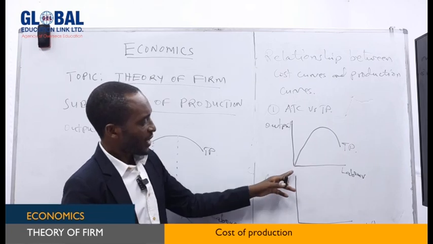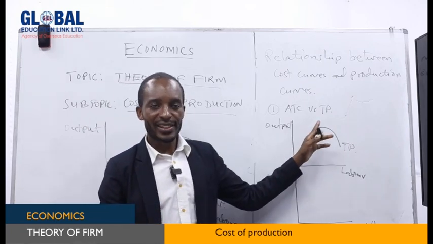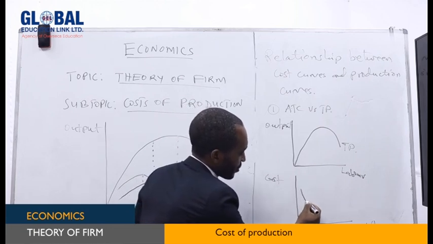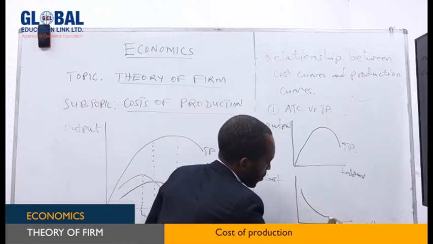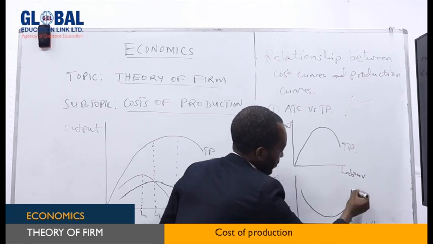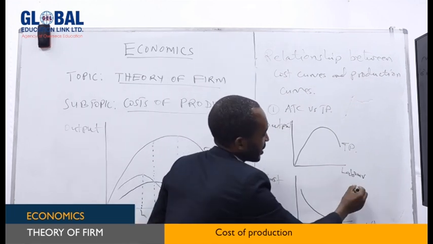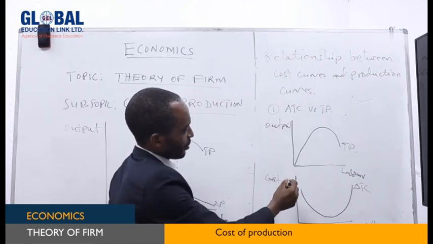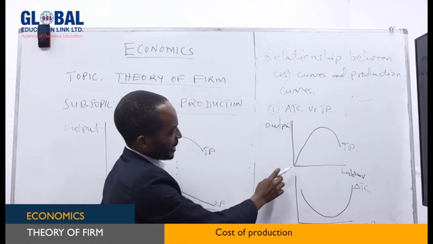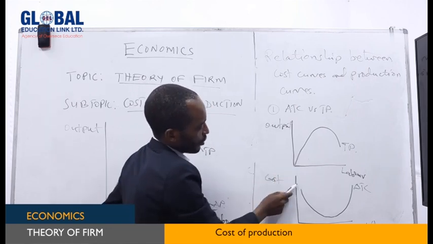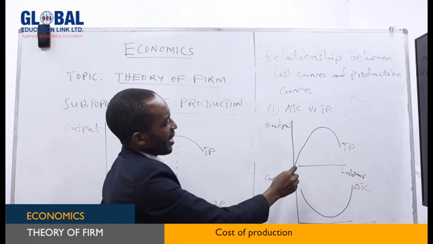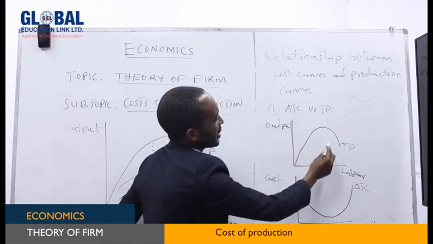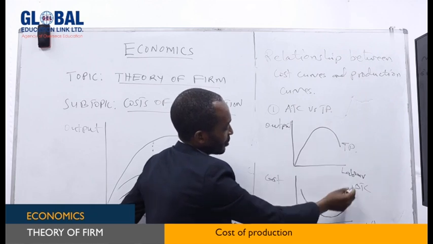So when the total output increases, the cost is declining. So the average cost will be declining. Then we reach a minimum, then we start to increase. So this will be the average total cost. When output increases, total cost declines. When output reaches maximum, the average total cost will be minimum. When this starts to diminish, this will start to increase.